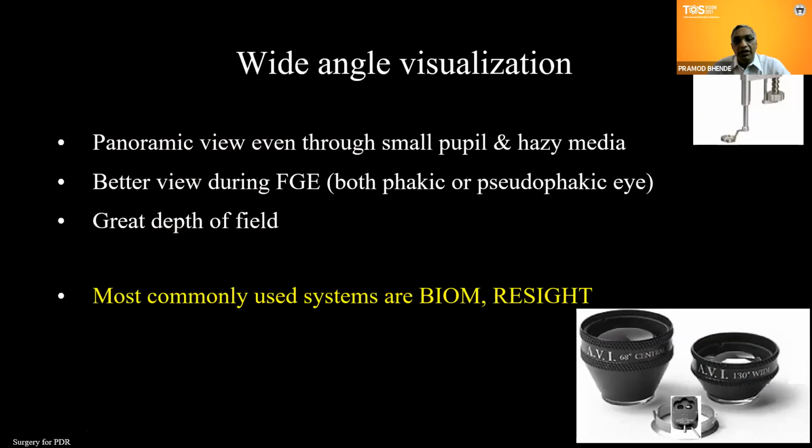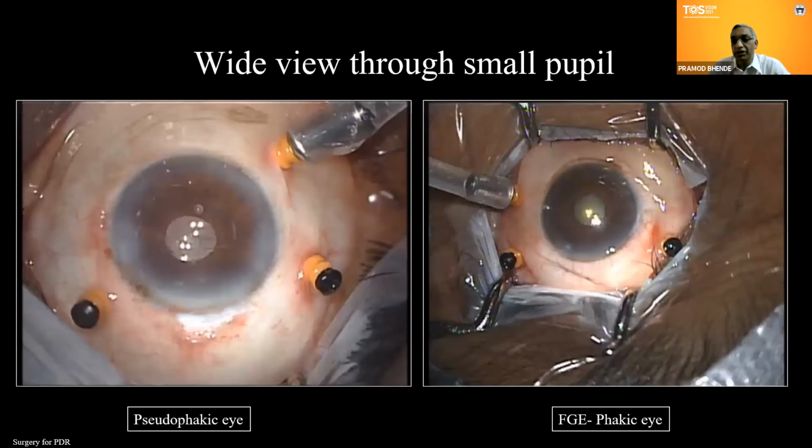Coming to the wide angle visualizing system, it gives a panoramic view even through a small pupil and hazy media. Most important, you have a better view during fluid exchange, in both phakic and pseudophakic eyes, and it obviously has a great depth of field. The commonly used systems are BIOM and ReSight. Both are non-contact, but we have other contact lens systems also being used everywhere in India.